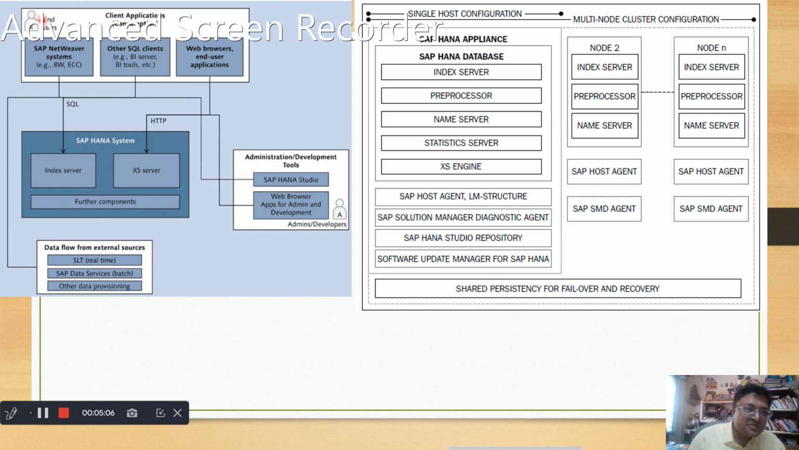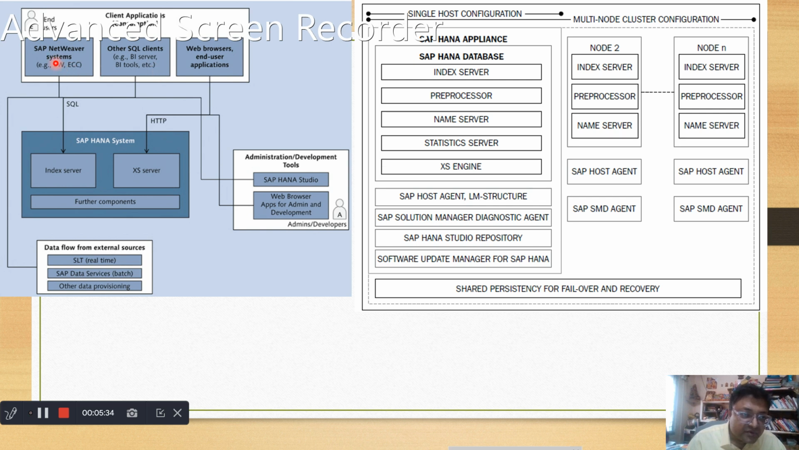Client application means end users logging into the system. Just remember, it's like a poem. Client system, end user logging into the system either via the NetWeaver system, BW or ECC, or other SQL clients are also there. Web browser is like you accessing it over the internet or on the web, or you are doing it on premise. Then NetWeaver comes into the picture, and other SQL elements, BI server, BI tools, etc.